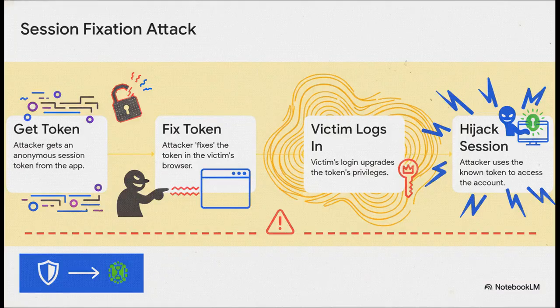Let's walk through that playbook. Step 1. The attacker gets an anonymous session ID from the login page. Step 2. They craft a special link with that ID in it and send it to the victim. Step 3. The victim clicks the link and logs in like normal. Now, here's the fatal flaw. The application doesn't give them a fresh session token. It just promotes the one the attacker gave them. So, step 4, the attacker, who's had that token all along, can now use it to waltz right into the victim's account. And the fix is so simple. Just always give the user a new session token after they log in.